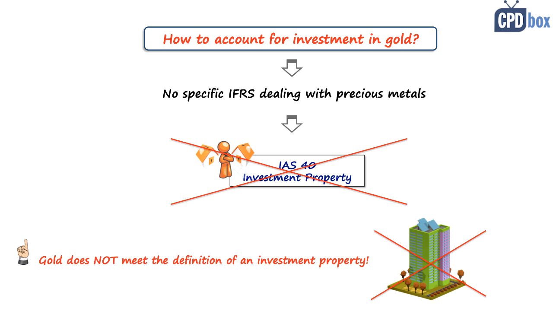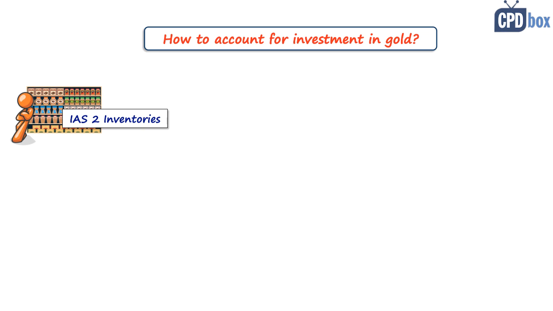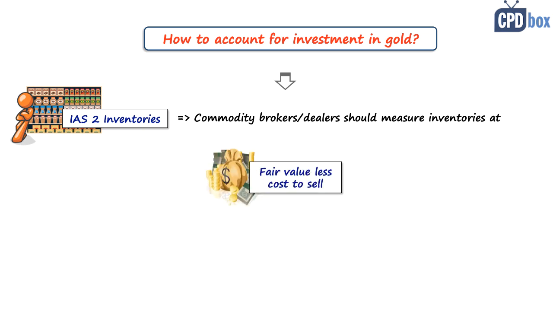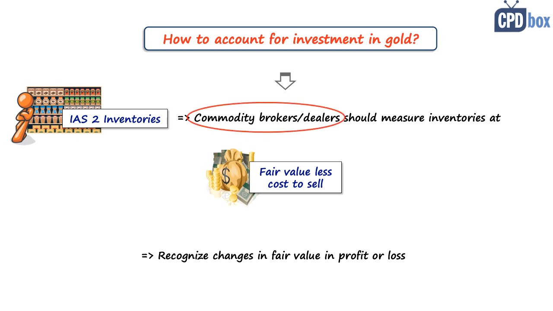The truth is that the standard IAS 2 Inventories says something related to gold in paragraph 3. Commodity brokers and dealers should measure their inventories at fair value less cost to sell and recognize the changes in fair value in profit or loss in the period of the change. Well, it applies only to commodity brokers and dealers, but not to other companies who might acquire gold just for investment purposes to store value. So what to do in this case?